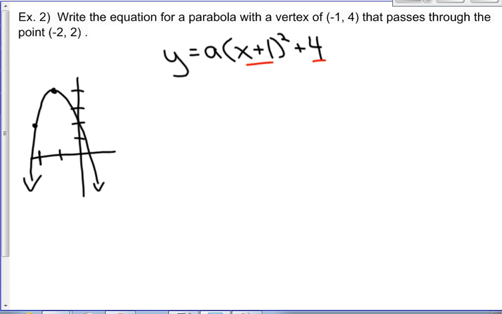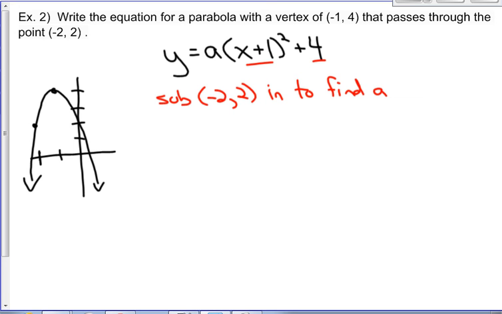Now we've got a problem. There are too many letters. There are 3 letters. We can only solve for 1. But we have one other piece of information. We know that the point negative 2, 2 satisfies this equation. So we can sub negative 2, 2 in so we can find a.